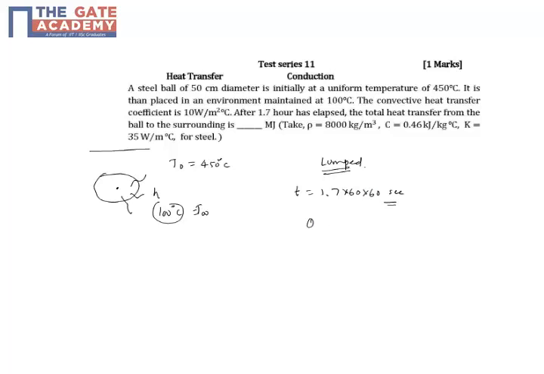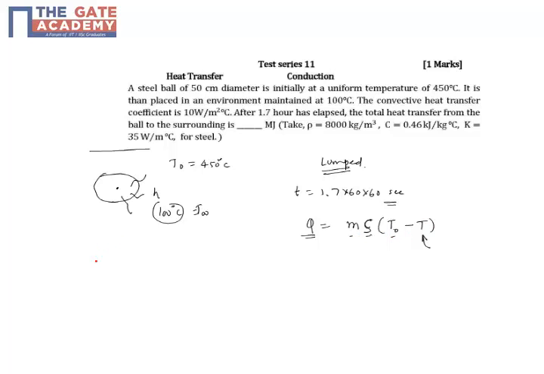What is the total heat transfer? Now the total heat transfer which this steel ball gives out for a solid is mass into specific heat into change in temperature. The change in temperature initially is T naught and the final temperature after 1.5 hours is, let's say, T. So this we can find out only when we get the temperature after 1.5 hours. Everything else is known, mass, specific heat, but temperature is something which we don't know.